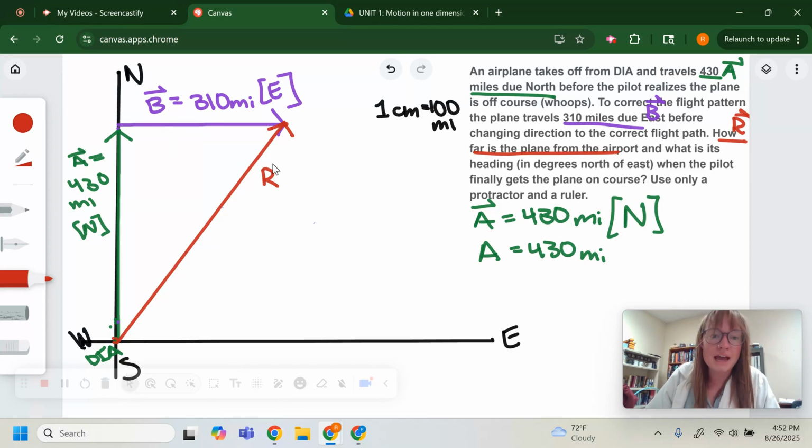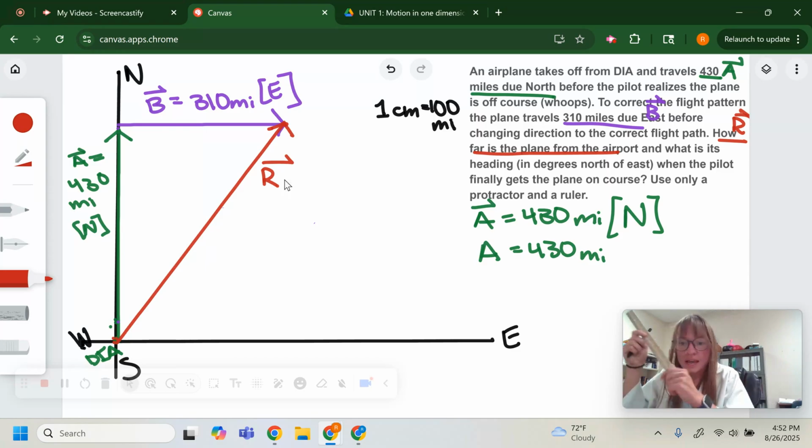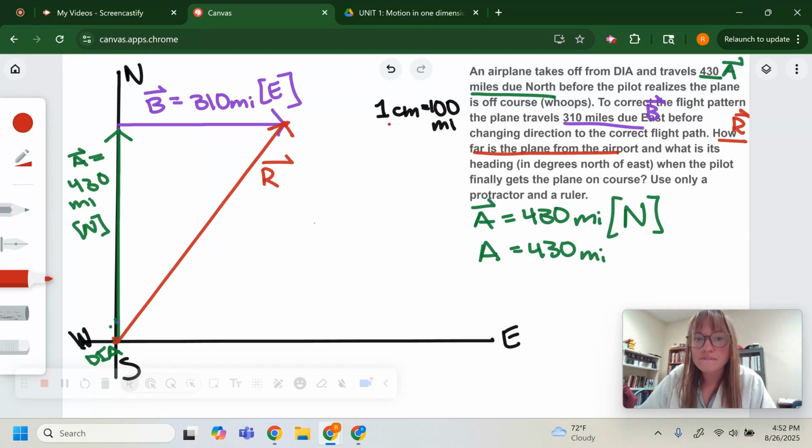When we look at vector R, we are going to try to find the length of vector R and also the direction of vector R. To do this, all you have to do is take your ruler and hold it up to vector R, which I will do on my paper, and then measure the length from this point all the way up to this point. When I measure that, it comes out on my ruler to be about 5.4 centimeters.